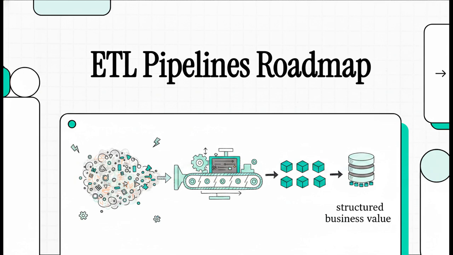Imagine a totally chaotic world of raw data, clicks, sales, user behavior, sensor logs, just flying around everywhere. How do businesses actually use this stuff? Well, they use an invisible, highly efficient assembly line to transform all that chaos into pristine, structured business value. That's right, today we're diving into ETL pipelines, the absolute roadmap for a data engineer.